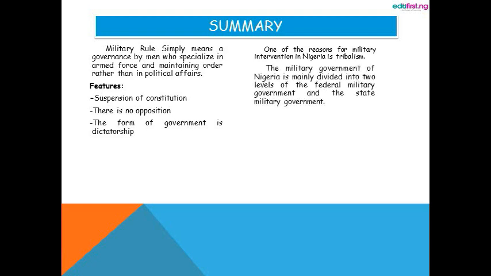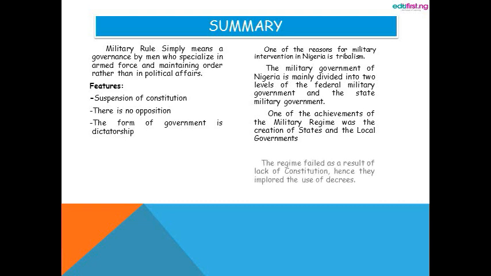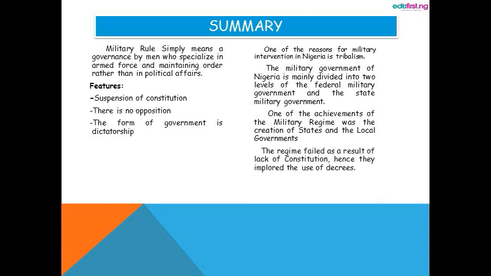The military government of Nigeria is mainly divided into two: the federal military government and the state military government. One of the achievements of the military regime was the creation of state and local governments. The regime failed as a result of lack of constitution. Hence, they employed the use of decrees.